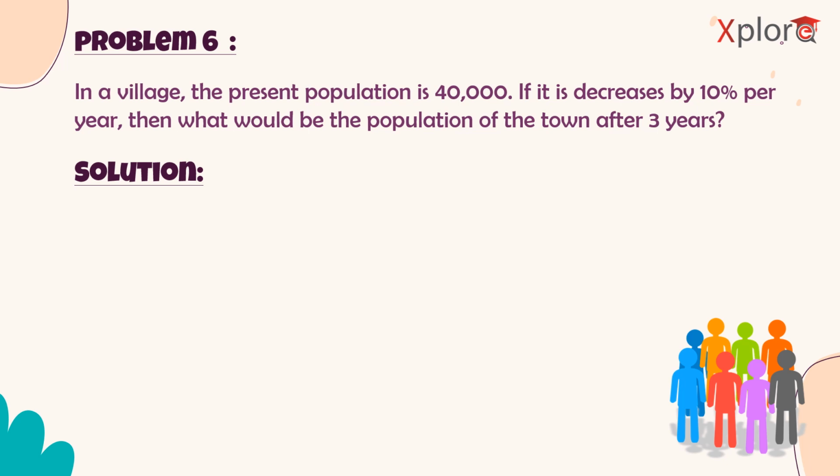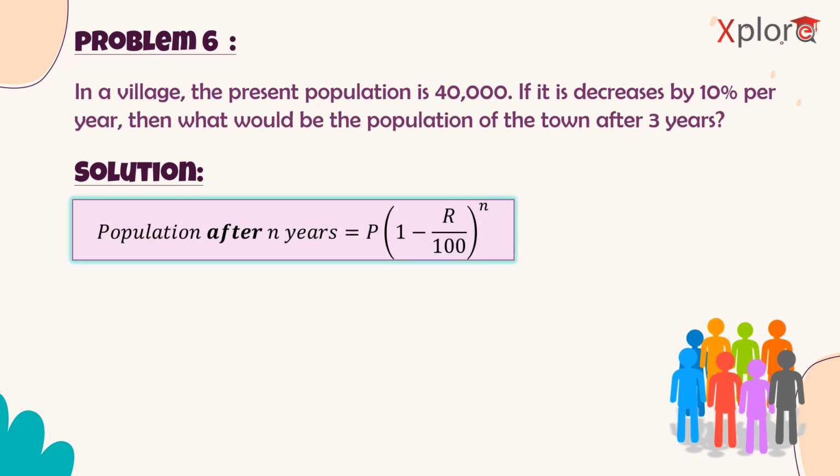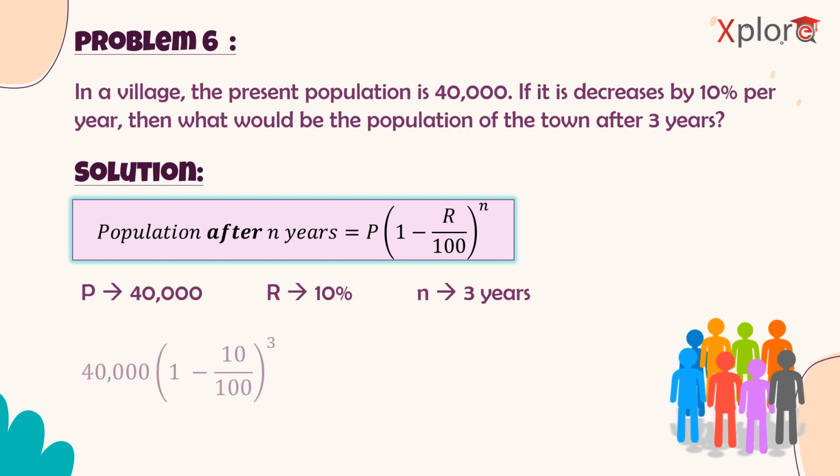Let's see the solution. So we know the formula for the population increase or decrease after n years is nothing but P into (1 minus R by 100) whole power n. And the present population he has given is 40,000, and we consider it as P. The rate is 10% and the number of years is 3. So using the formula, we get 40,000 into (1 minus 10 by 100) whole cube, which is nothing but 40,000 into 0.9 whole cube, which is 29,160. So the population of the town after 3 years will be 29,160.